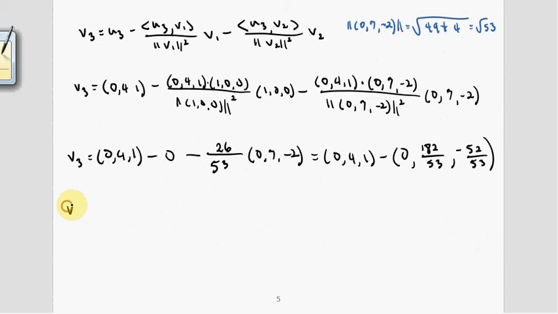So V sub 3 is 0 minus 0 is there. 4 minus 182 over 53. This is 30 over 53. And then 1 plus 52 over 53 is 105 over 53.